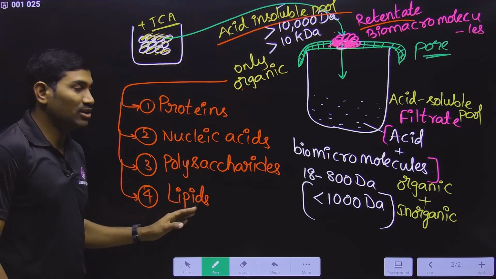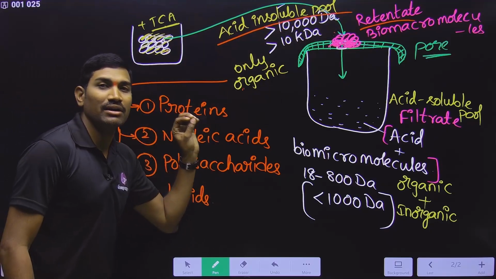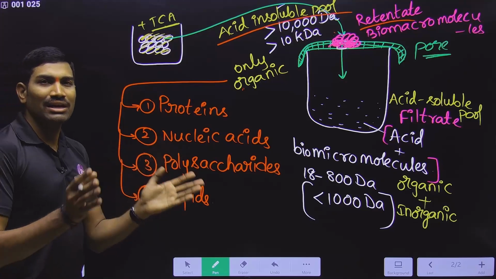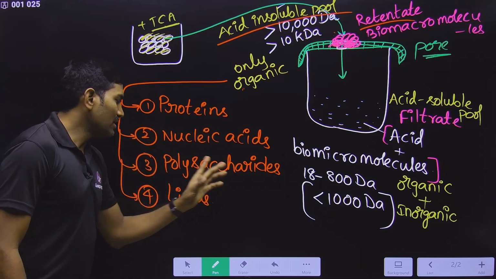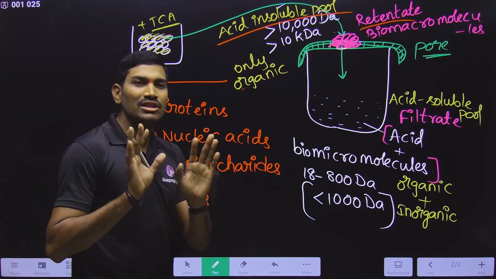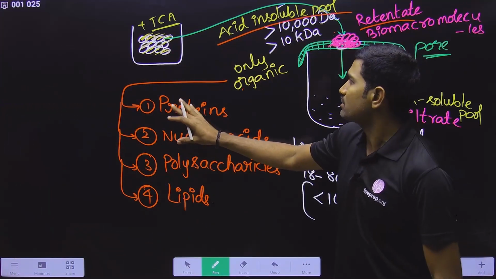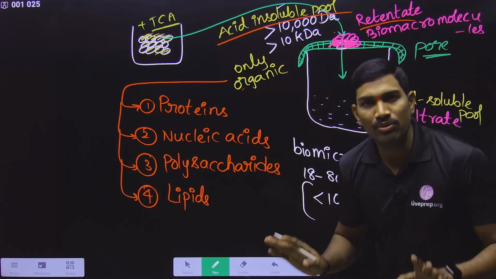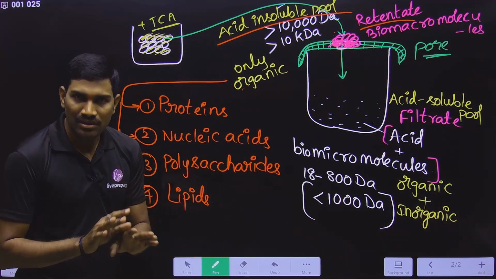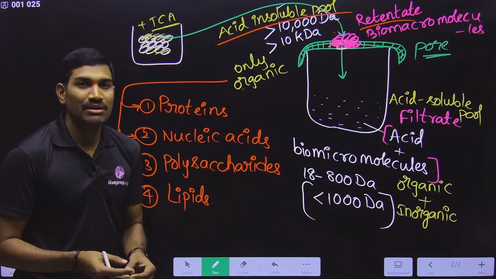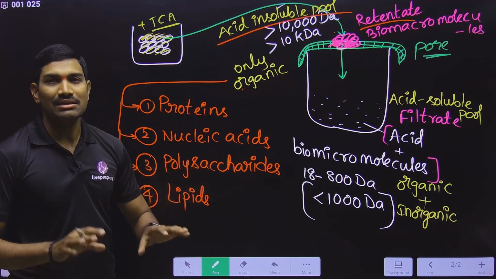So please remember, in the retentate or acid insoluble fraction, all 4 are organic only. If you classify them, you will find proteins, nucleic acids, polysaccharides and lipids. Only these 4 types of organic components are present in the acid insoluble pool. This is the overall information regarding this particular process. Clear? Now, from the examination point of view, I will tell some basic information.